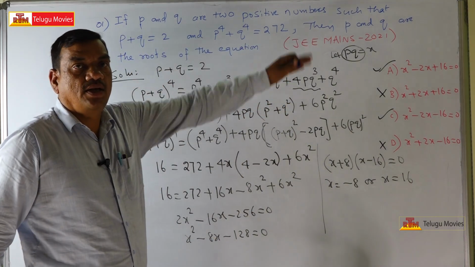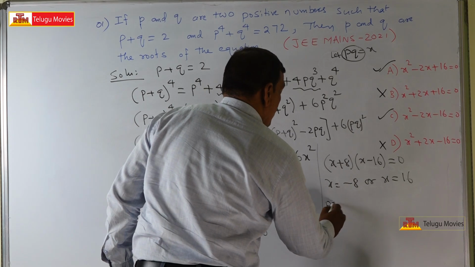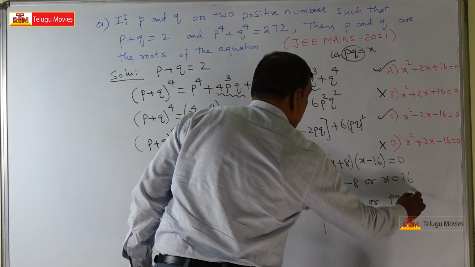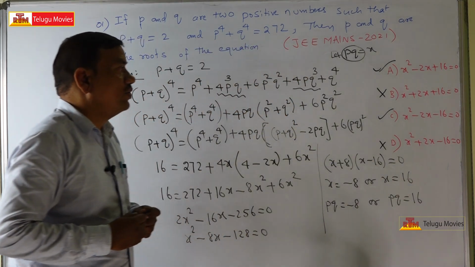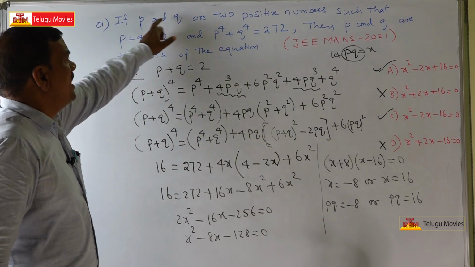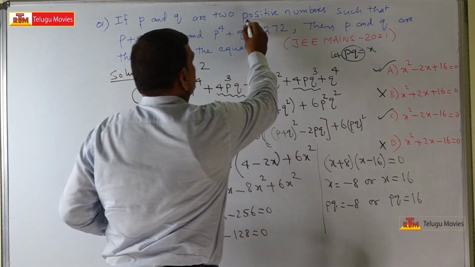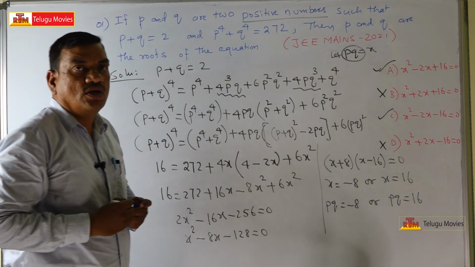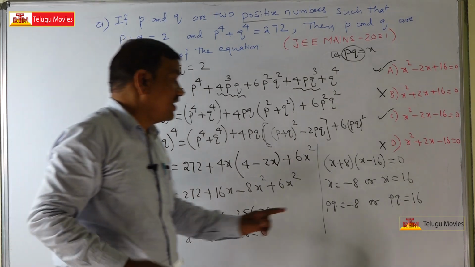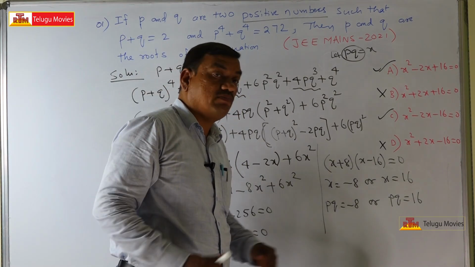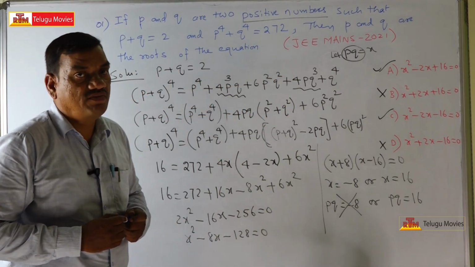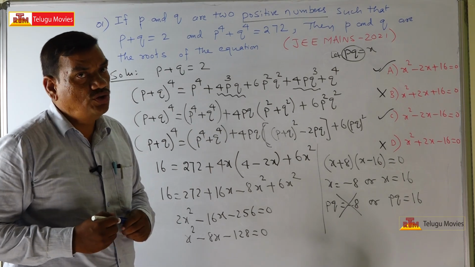Actually, what is your x? PQ. So your PQ value is minus 8 or PQ value is plus 16. Dear, see here, P and Q are two positive numbers. So when two numbers are positive, their product is also positive. But here we got product of P and Q is minus 8. This case will be invalid. So PQ is equal to 16.